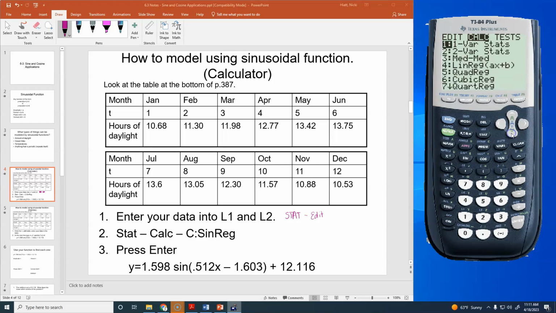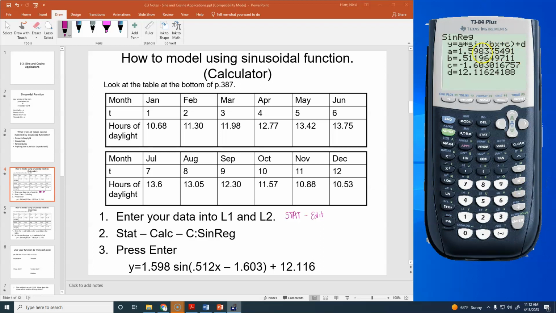We are going to go down here to the very bottom, C, sine reg. That's your sinusoidal regression. The calculator only does sine. It will not do a cosine. But that's fine because you can always get a sine to work, right? It doesn't matter. So we're going to hit Enter. And then just hit Enter again. If you have a fancy new calculator, you may get a screen in between that where it has like a Y1 and a L. Just go to the bottom and tell it to calculate.